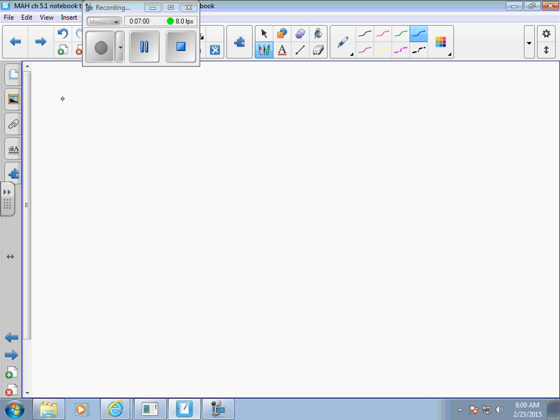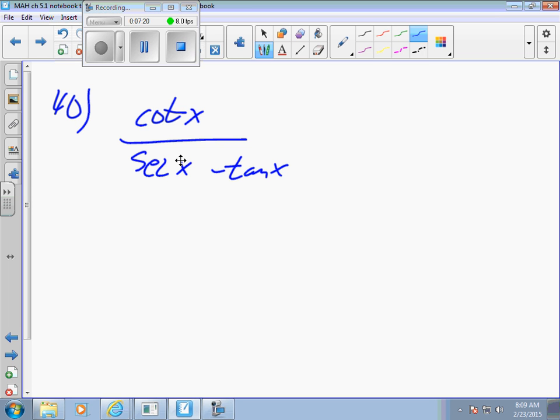40 says the cotan x over the secant x minus the tan x.